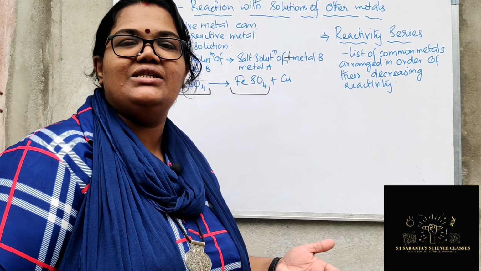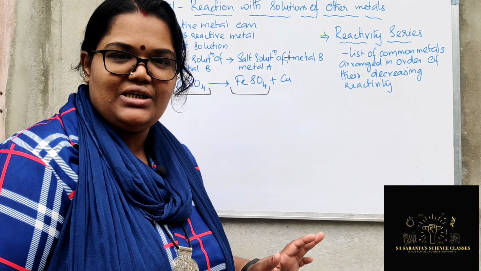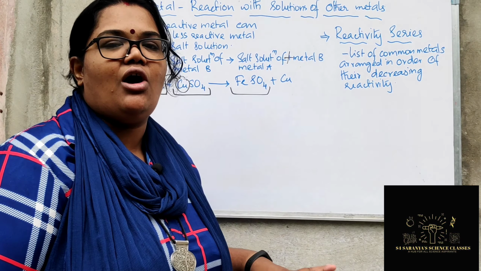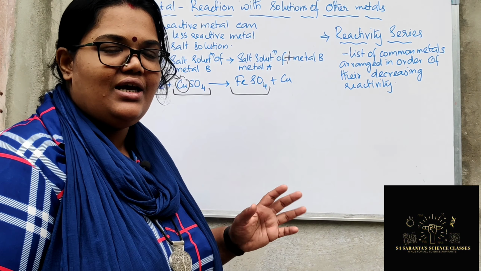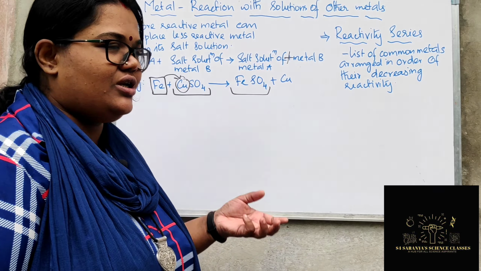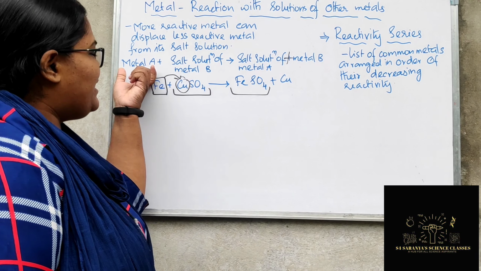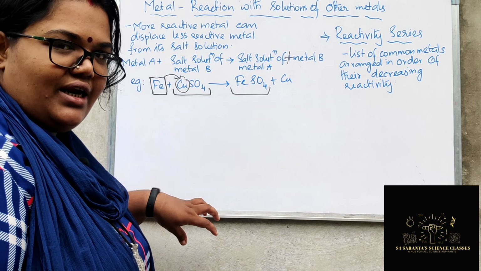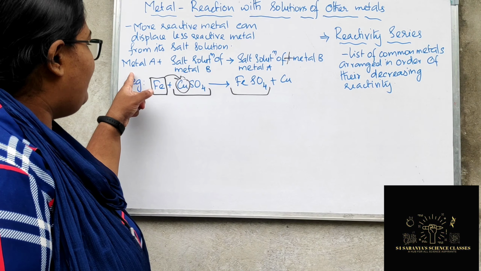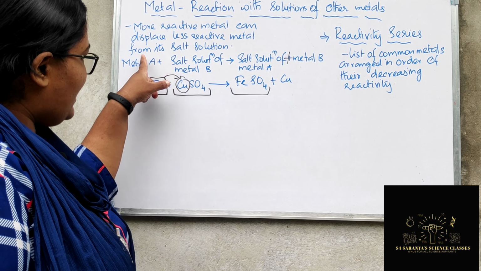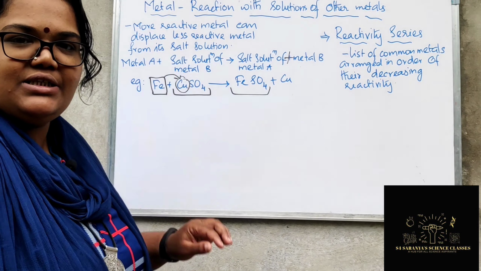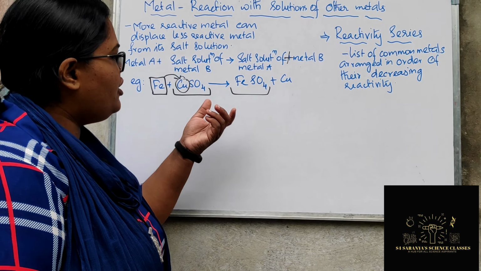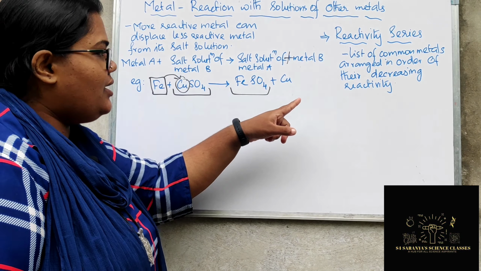What is the reaction of metals with the salt solution of other metals? It's a single displacement reaction. How? A more reactive metal will displace the less reactive metal from the salt solution. That's all you have to say. What will be the general equation? If you are taking a metal A which is more reactive, and a salt solution of metal B, which is a less reactive metal, then you will get a salt solution of metal A and metal B will be displaced. I have taken an example: iron plus copper sulfate, CuSO4, gives FeSO4 plus copper.